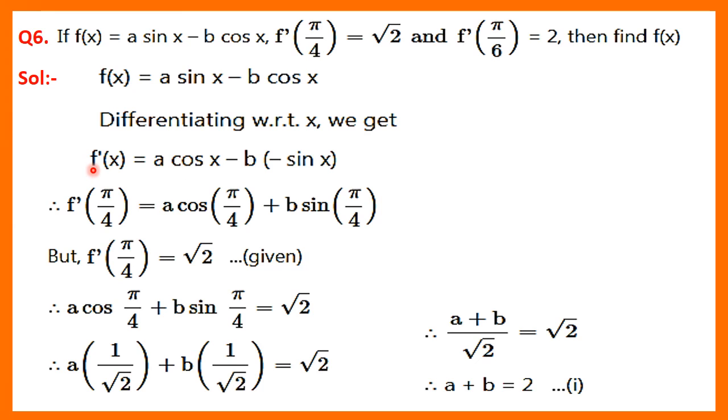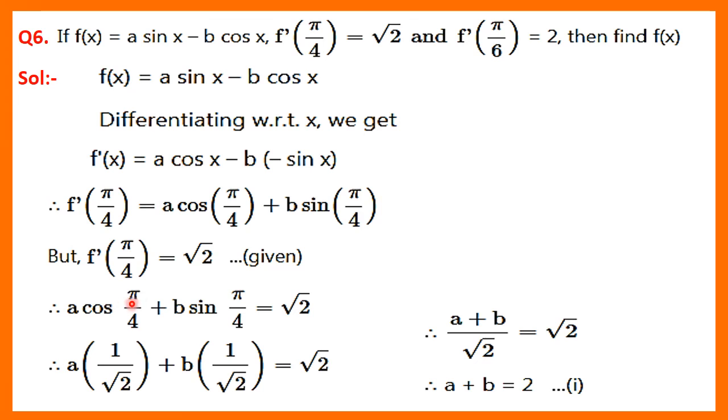Now we have f dash of x. We substitute the value of f dash of pi upon 4, that is, in the derivative f dash x, we substitute x is equal to pi upon 4. That means a into cos pi upon 4 plus b into sin pi upon 4. And f dash of pi upon 4 is given as root 2. So, a into cos pi upon 4 plus b into sin pi upon 4 is equal to root 2.